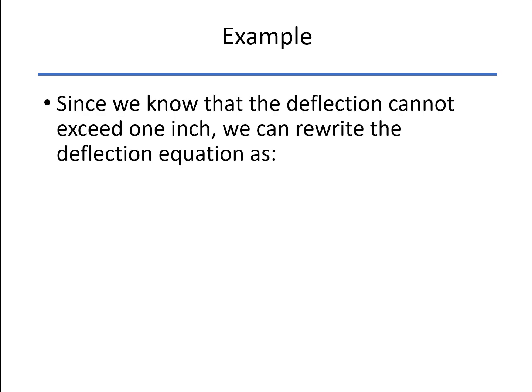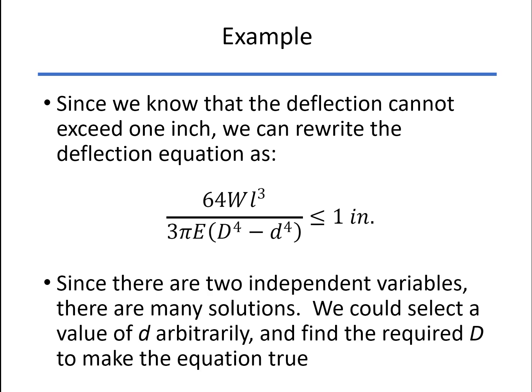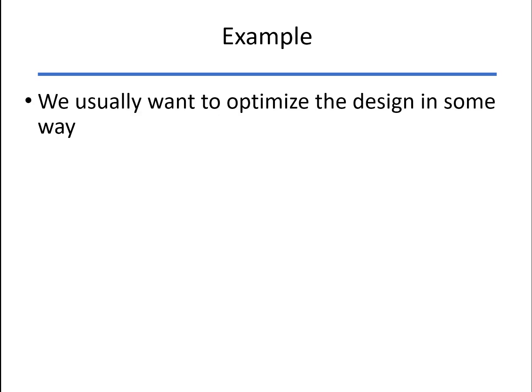Now, the deflection equation, we can write it this way. Since we know it has to be less than or equal to 1 inch, then we'll show this: the calculated deflection less than or equal to 1 inch. And again, there are a lot of values of big D and little d that will satisfy that. We could select the inner diameter arbitrarily and find the D that makes the equation true. But again, we're trying to find the best solution.